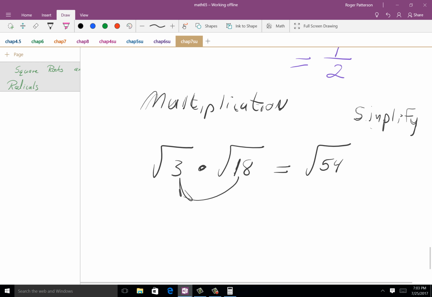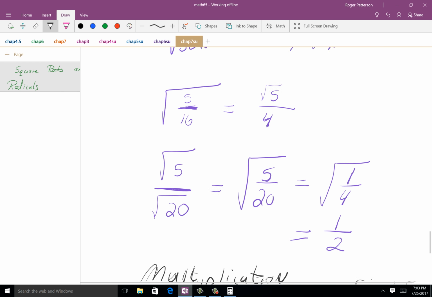Okay, so I go back to that chart. What's the largest number that goes into 54 evenly? Which one? 25? I don't think 25 goes into 54 though. 8? Okay.